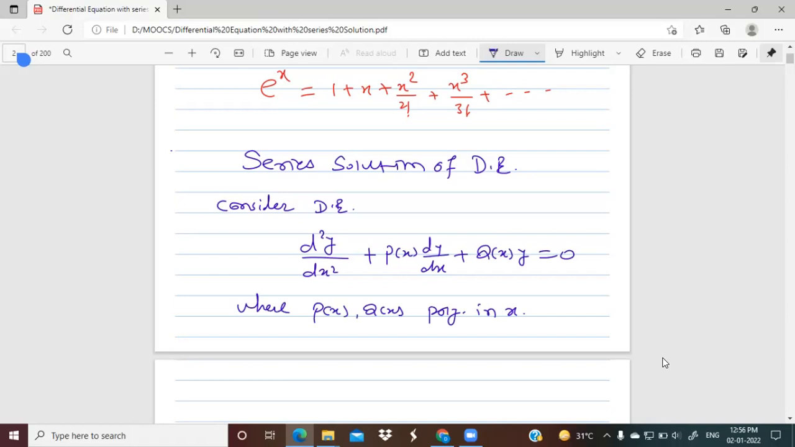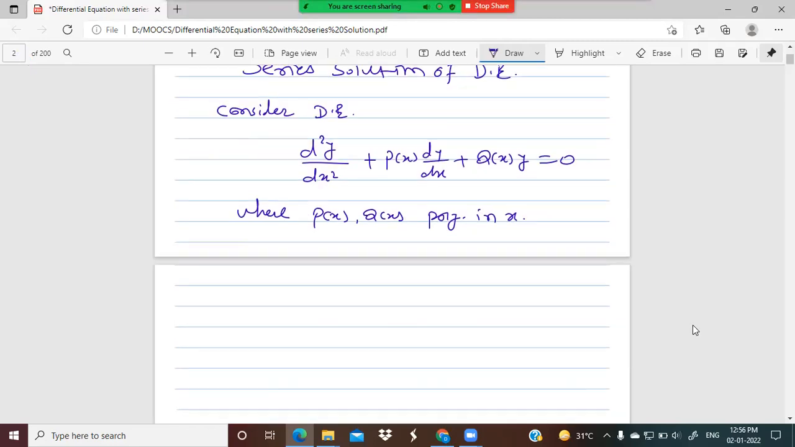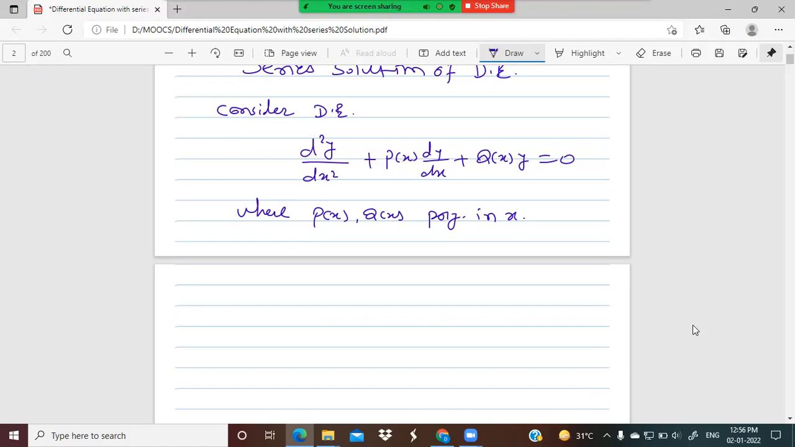Now, for some value of x, if I take any value, and for this value of x my function does not vanish, that is, it is not equal to 0, then we say that this point is an ordinary point. I will come towards examples; here I will only dictate the idea.